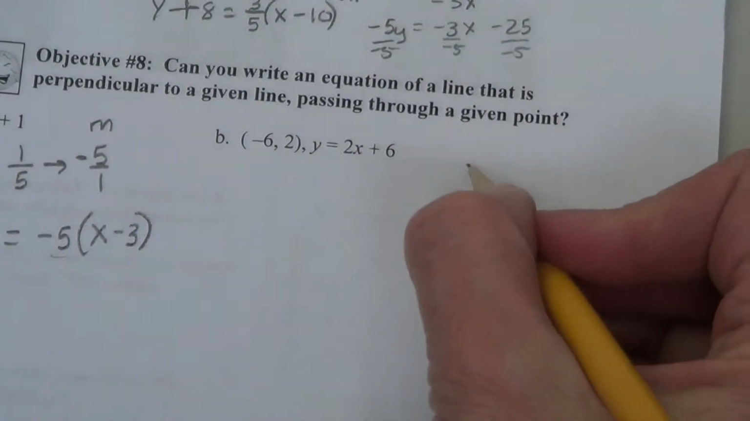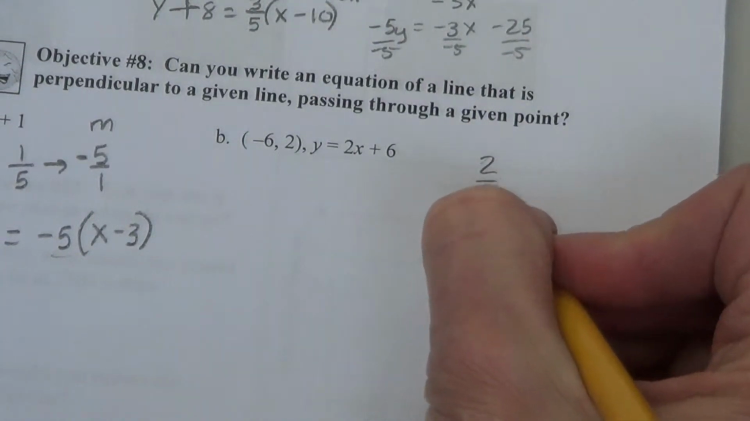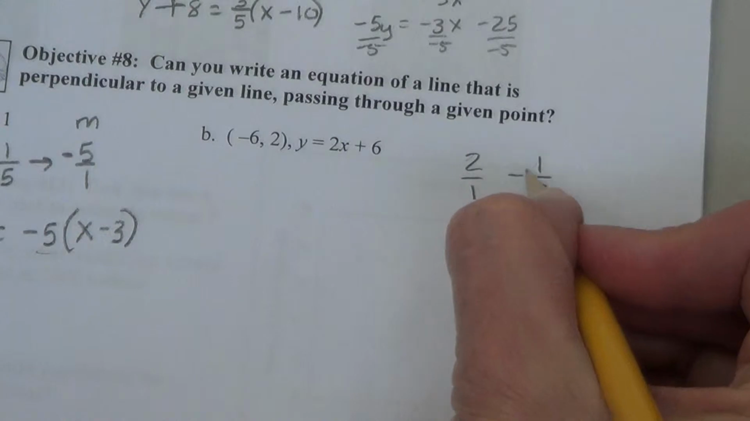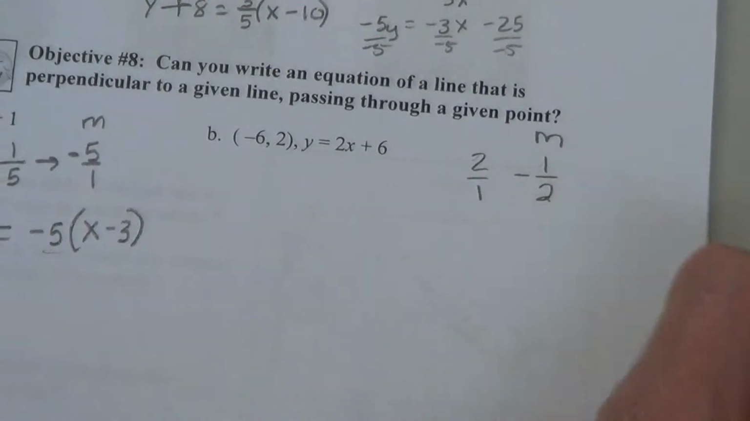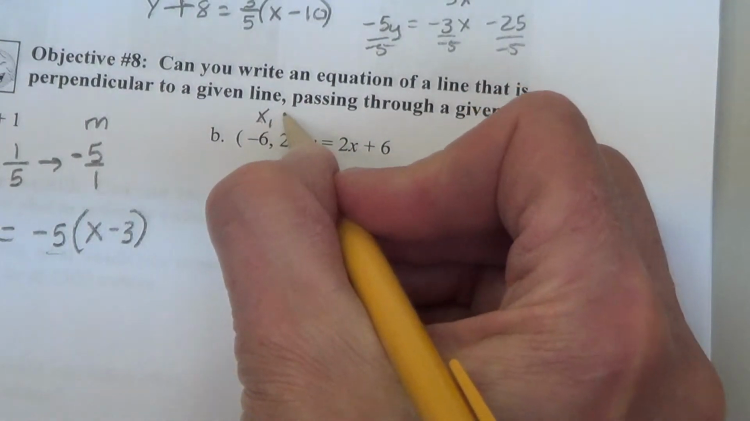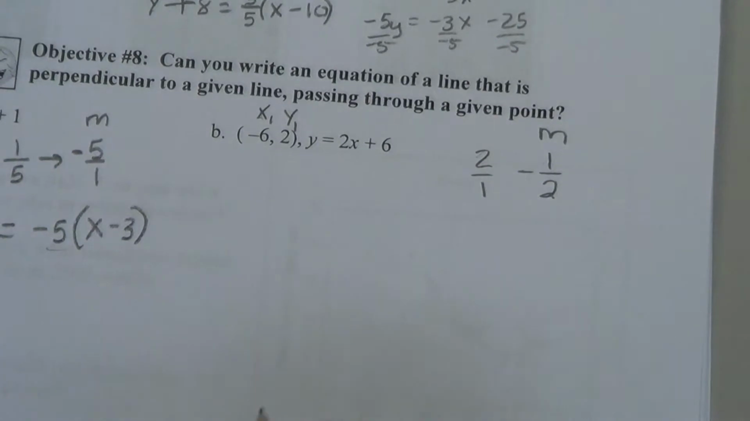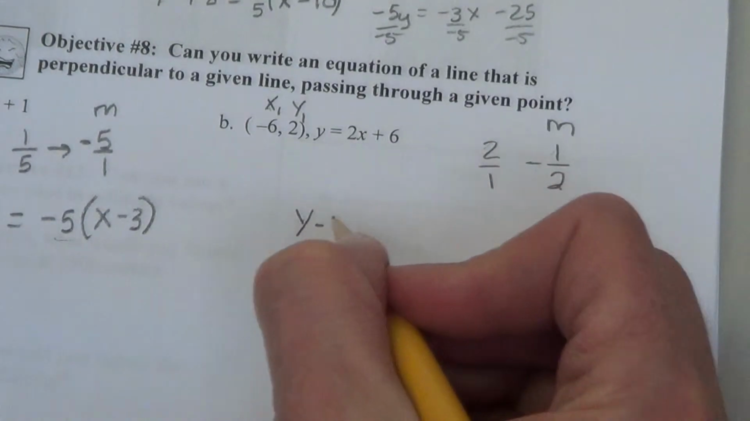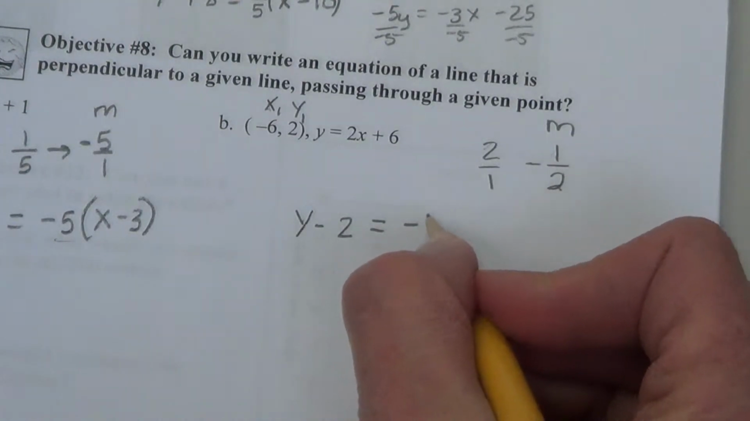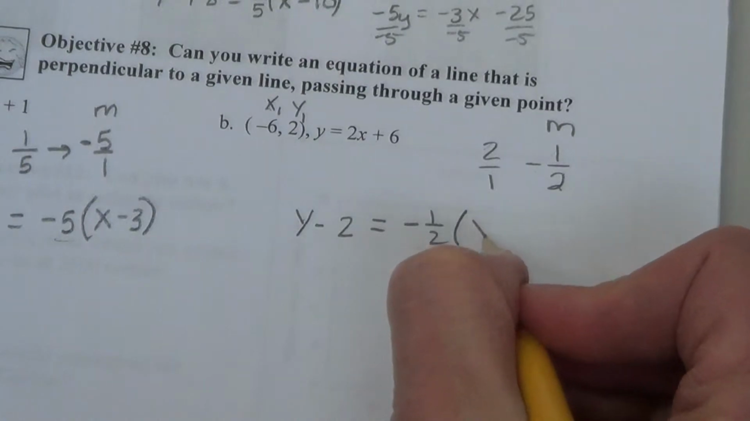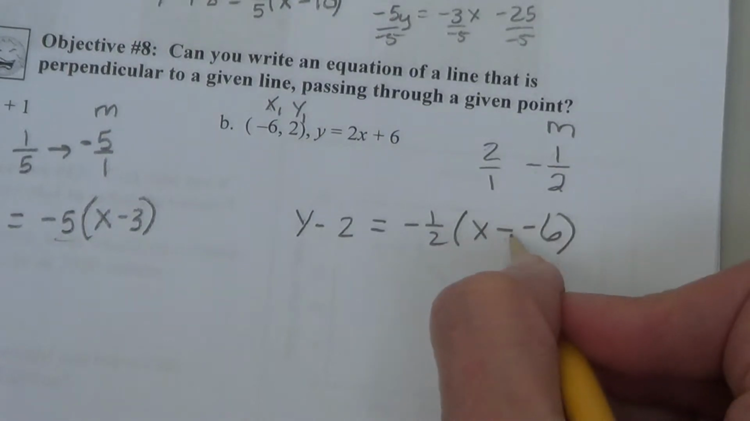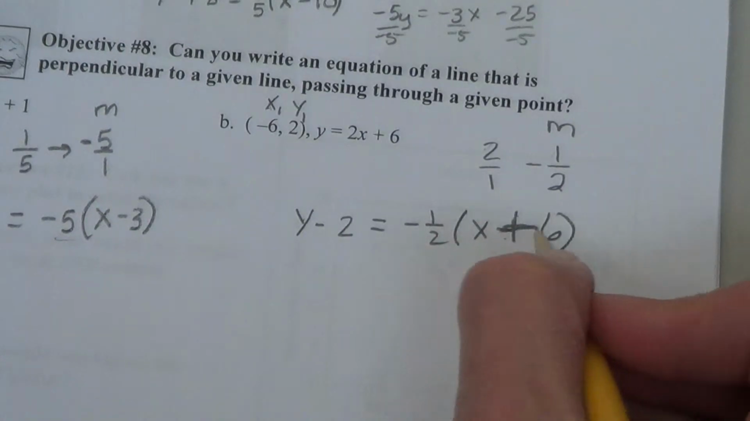Next one, we have a slope of 2. That would be 2/1. To find the opposite reciprocal, we flip it and we change the sign. So there's our m value for the perpendicular line. Here's x1, y1. We have y minus 2 equals our m value, negative 1/2, times x minus a negative 6, which we would clean up and make into a plus 6.